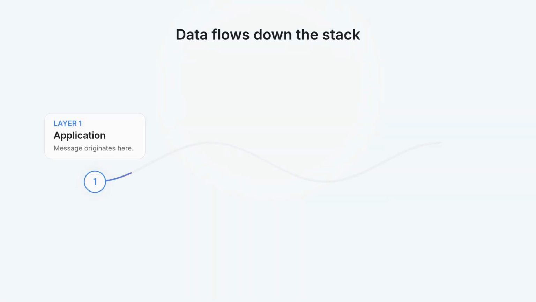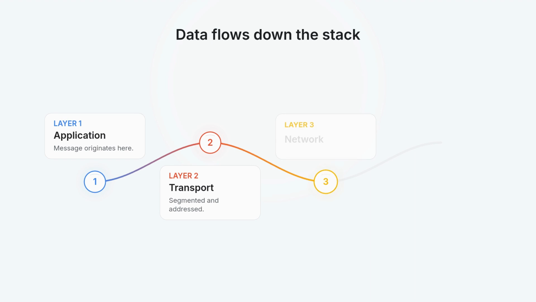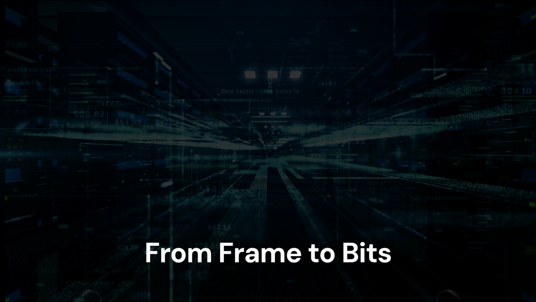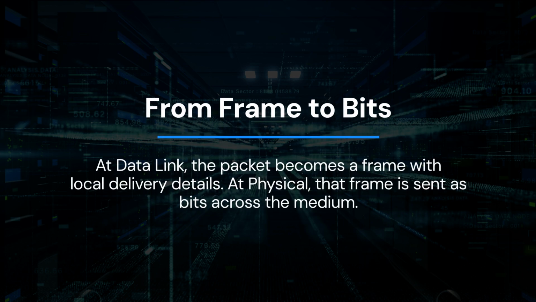When an application sends data, the message starts at the top of the stack and moves downward through the layers. At transport, the data becomes a segment. At network, it gains IP information and becomes a packet. At data link, it becomes a frame with local delivery details. And at physical, that frame is transmitted as bits across the medium.